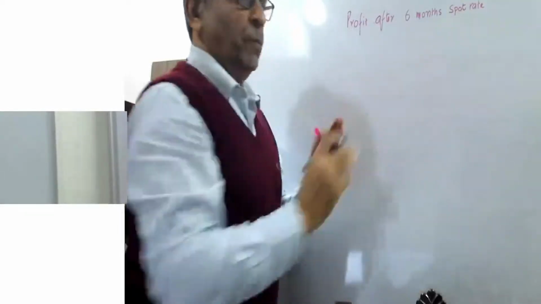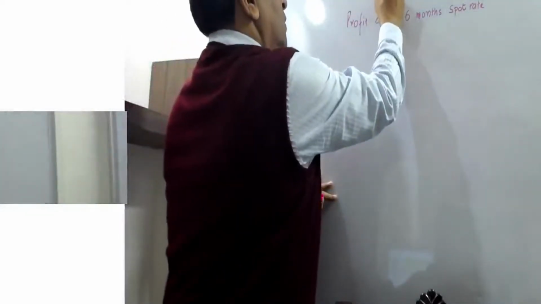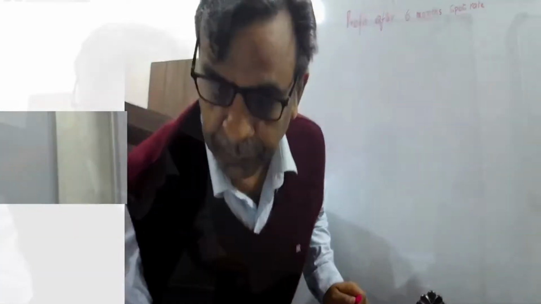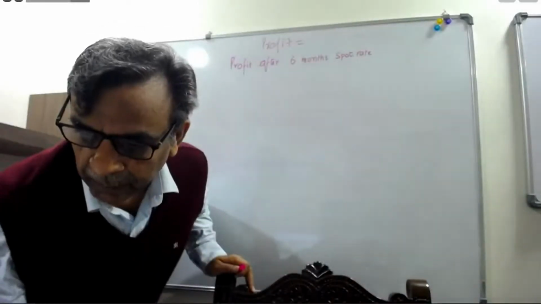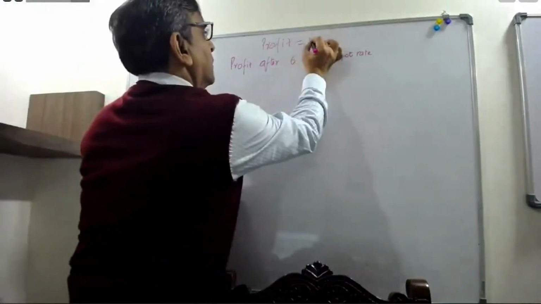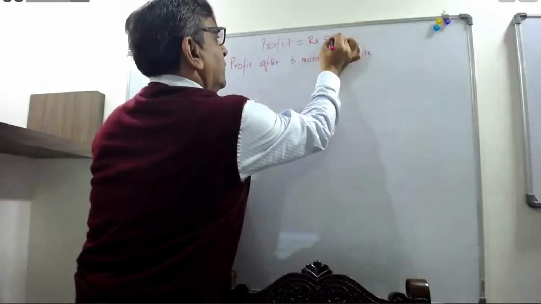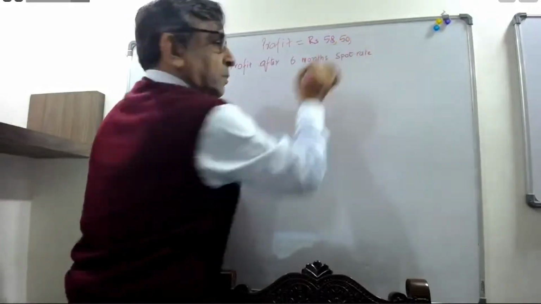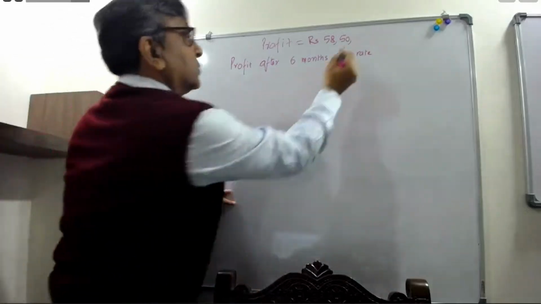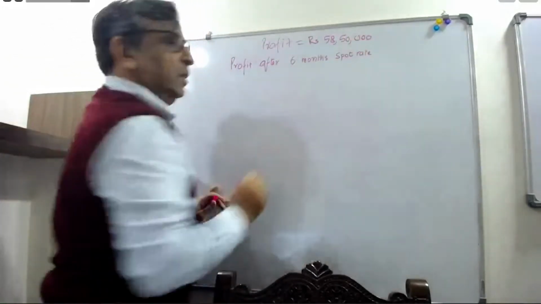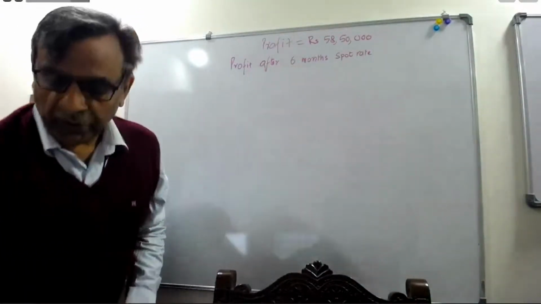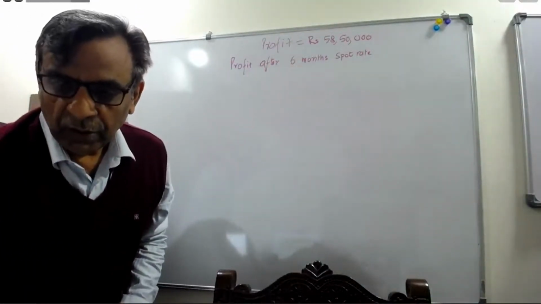So first we calculated the profit as per spot rates, which is the current rates. That profit, we can just note it down. What we calculated was rupees 58 lakhs 50,000. So this was the profit at the current rates. Fine. Now we are trying to calculate the profit at the 6 months spot rate.